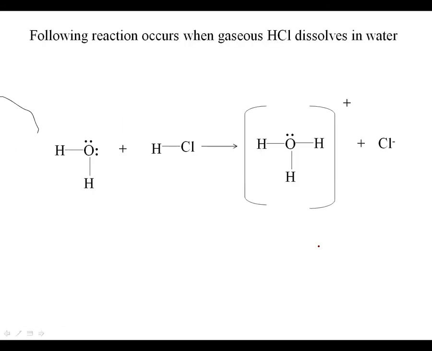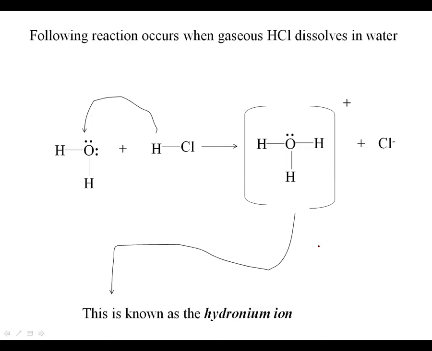And here are the Lewis structures, showing you what's going on here. Our HCl is going to break off that H plus and donate it over to the water, and it's going to make H3O plus, producing our hydronium ion, while our HCl will make the Cl minus.